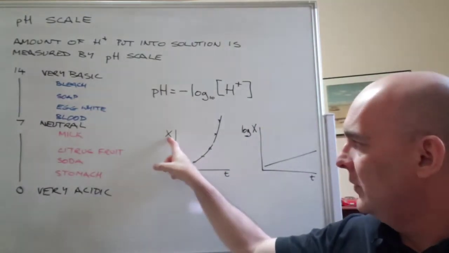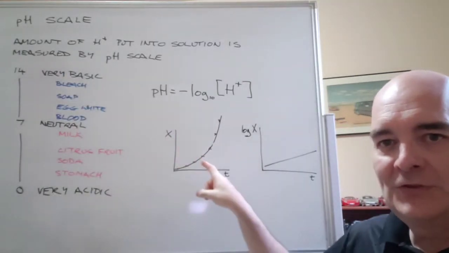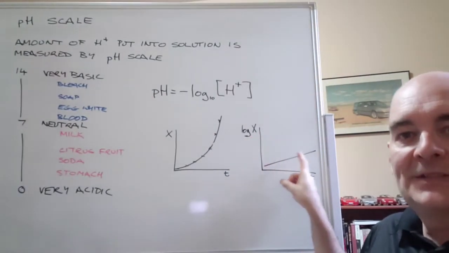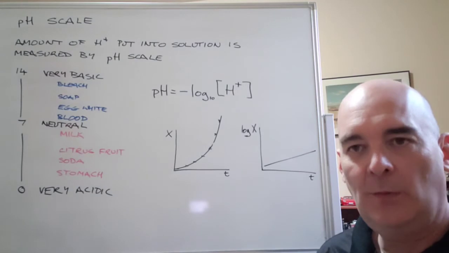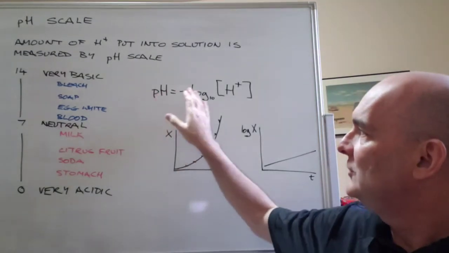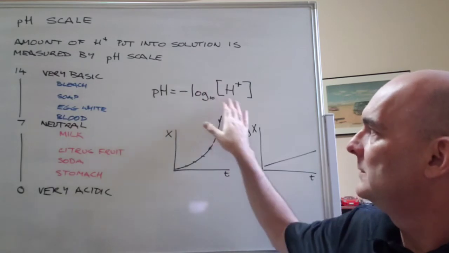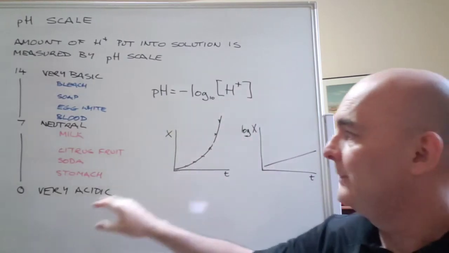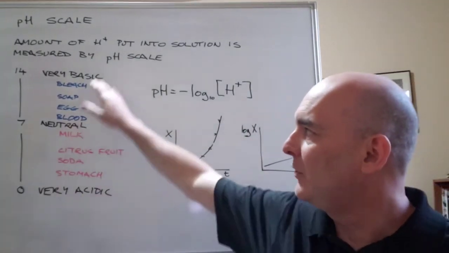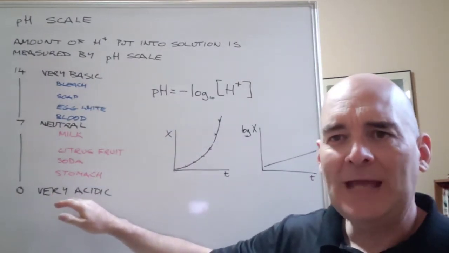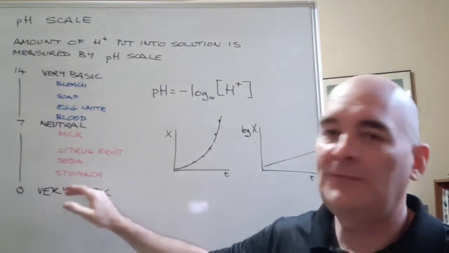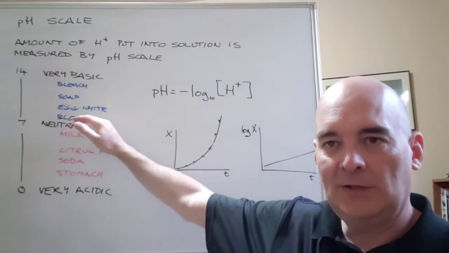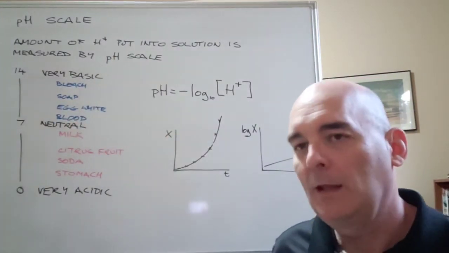If we take the log of the number that's showing big changes between the numbers, the log scale is flattened. That's why we use logs. So pH is the flattened version of the number that is the H+ concentration. And pH exists on a scale between 0 and 14. Down here at 0, things are very, very acidic. In the middle, at 7, they're neutral. They're neither basic nor acidic. And up at 14, they're basic.